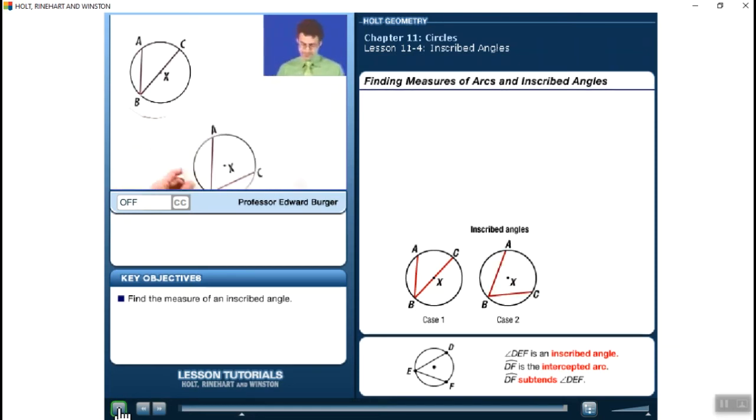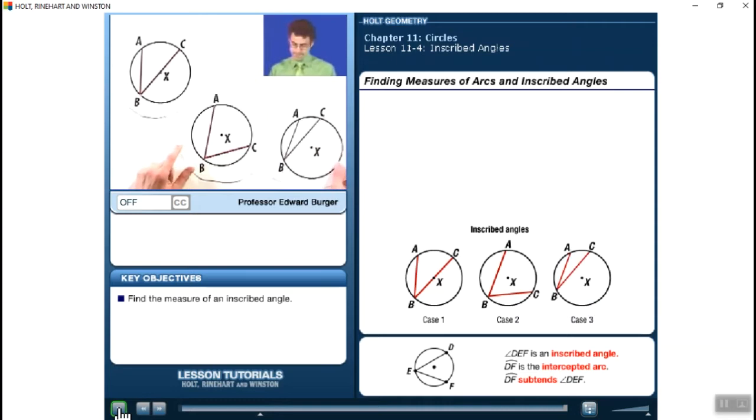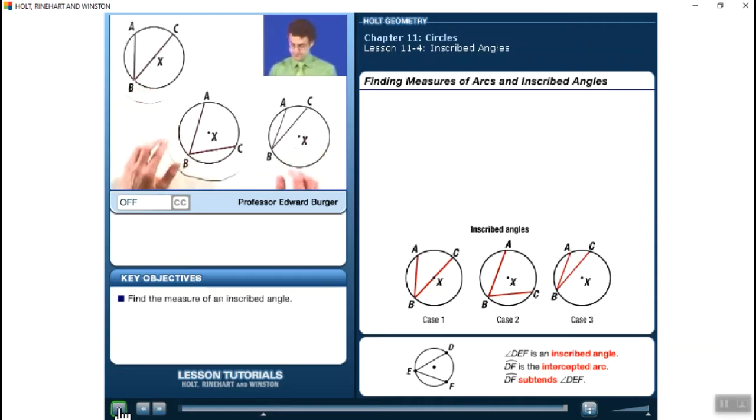Here's another example. Again, you see two chords. They share the same endpoint. And this angle right here is called the inscribed angle. Let me show you another example. Here again, you see two chords. They share a point in common, an endpoint. And you can see that this angle right here is an inscribed angle.